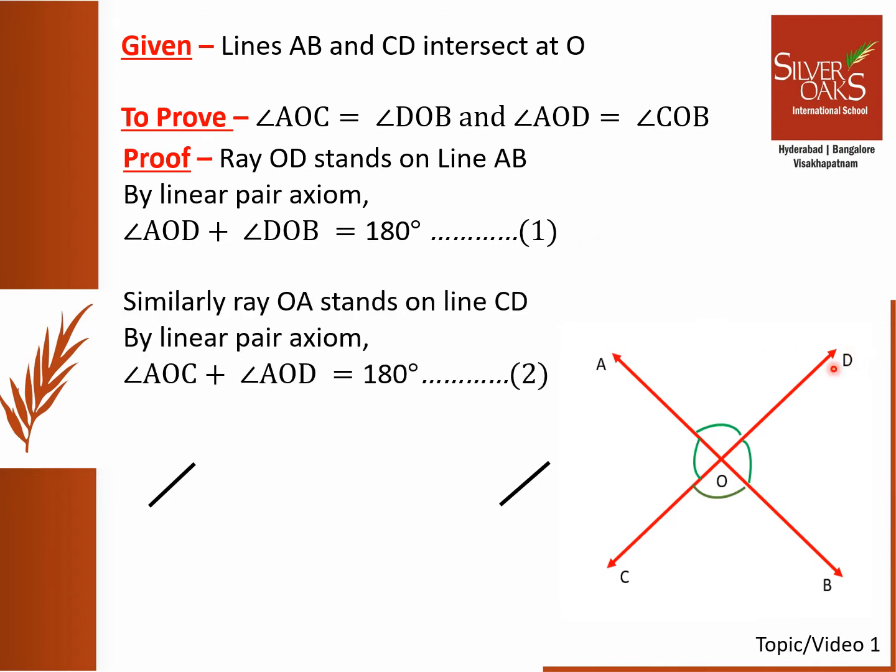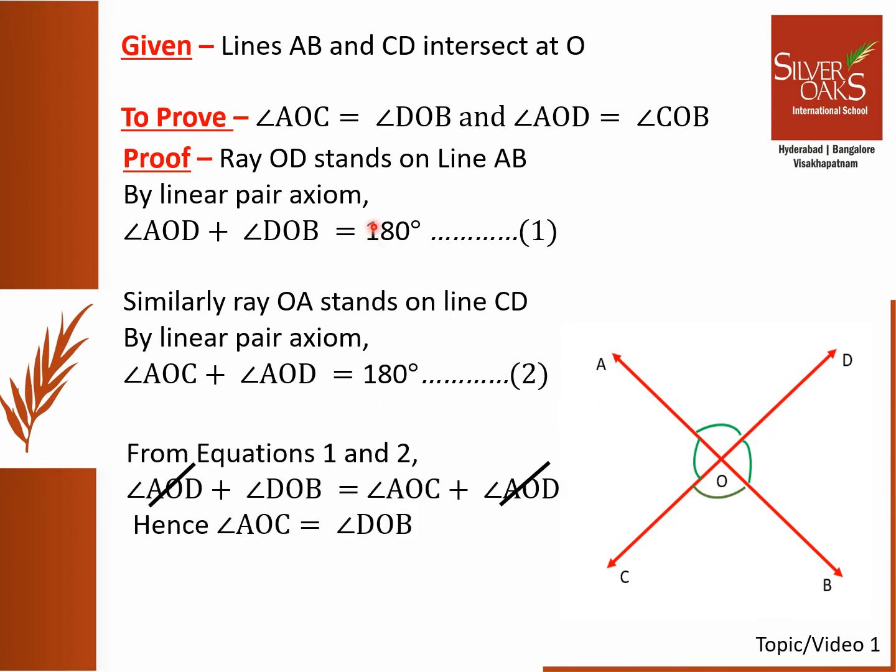In the same way, on line CD, ray OA stands. So you will write ray OA stands on line CD. By the linear pair axiom, angle AOC plus angle AOD is equal to 180 degrees. Put this as equation 2. Since the right sides of both the equations are equal, you will equate both the equations. You'll cancel angle AOD from both the sides.